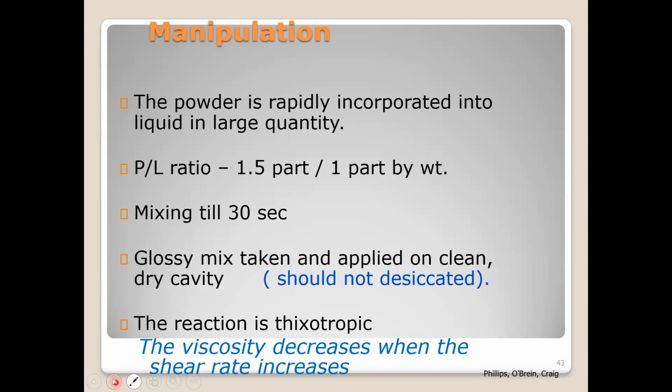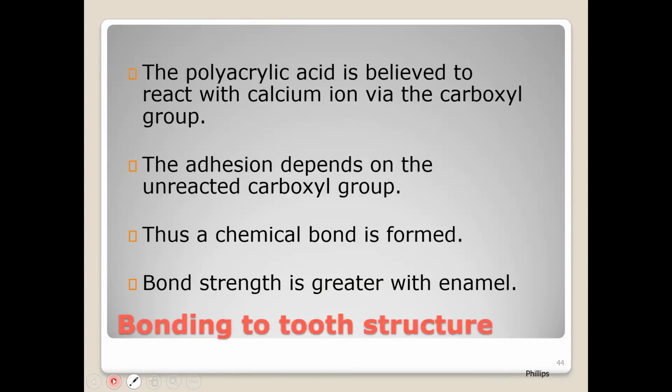The powder is rapidly incorporated into the liquid in large quantity. Powder liquid ratio is 1.5 part powder to 1 part by weight of liquid. Mixing time is approximately 30 seconds. The mix should still be glossy when taken and applied on clean, dry cavity. The reaction is thixotropic. That means it becomes gradually thicker or more viscous, but when you apply pressure on top of it, it is going to flow. That is why it is called as the reaction is thixotropic.